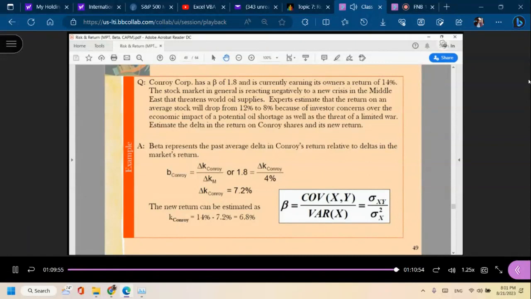Maybe in the future, I may be able to figure out a way to cut it up using a video maker into smaller segments, like 30-minute segments, and then post it on YouTube. But at this point, it's only on Blackboard. All righty, so that's the end of it. That wraps up everything about risk and return, and that's the last topic of this semester.